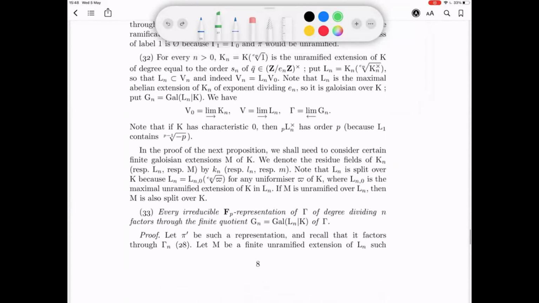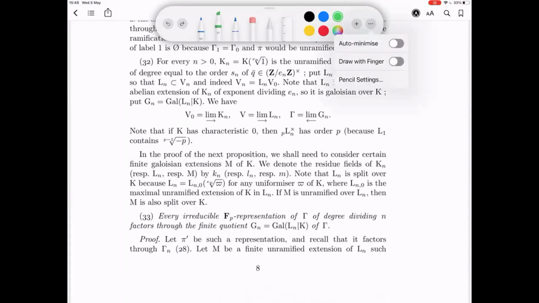Okay, so here it is. If n is greater than 1, then you define Kn to be obtained from K by adjoining an nth root of unity. That's an unramified extension of K, because K is a P field and n is prime to P. So when you join an nth root of unity, you get an unramified extension. And what is the degree of that extension? That is just the order of Q bar in this group, right? That's a standard thing.